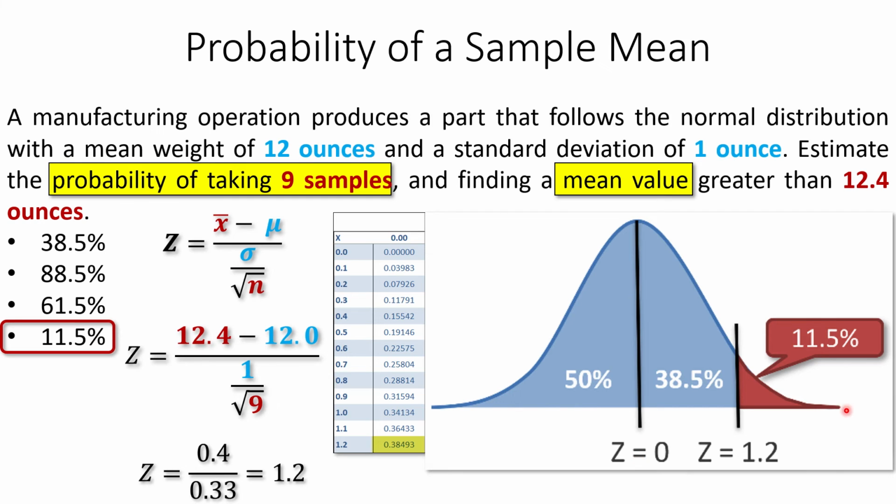Remember, the normal distribution is symmetric around the mean. Half of the population falls on the left side, half of the population falls on the right. And so if we know 38.5, we can solve for 11.5 by just saying 50% minus 38.5% is 11.5%. There is a 11% probability of taking 9 samples and finding a sample mean value greater than 12.4 ounces. Make sense?